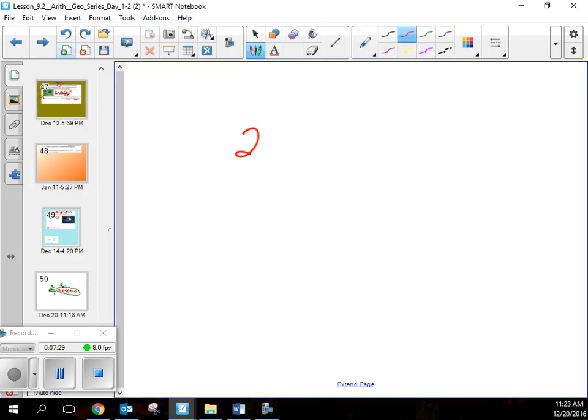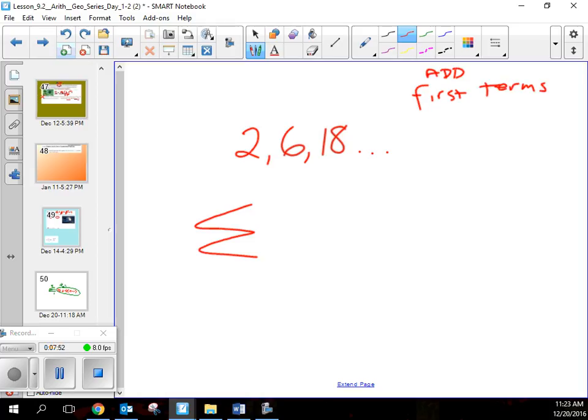Let's say it's going 2, and it's timesing by 3 makes 6, and it's timesing by 3 again makes 18, dot, dot, dot. I'd like to know a sigma form for this that would make me add up the first 5 terms. How would you write that in a sigma? I'm going to pause for a moment to let you work on that. Okay.